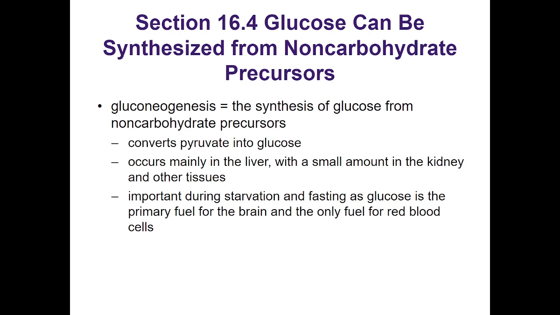Gluconeogenesis, if you look at that term, what do you think that means? Gluco as in glucose, neo as in new, right? And genesis as in God created heaven and earth sort of stuff. So genesis, creation. The synthesis of glucose from non-carbohydrate precursors. This converts pyruvate into glucose. This occurs mainly in the liver with a small amount in the kidney and other tissues. This is why you are going to end up having most of your storage around these areas, and that's why you have a lot of the buildup in those areas.